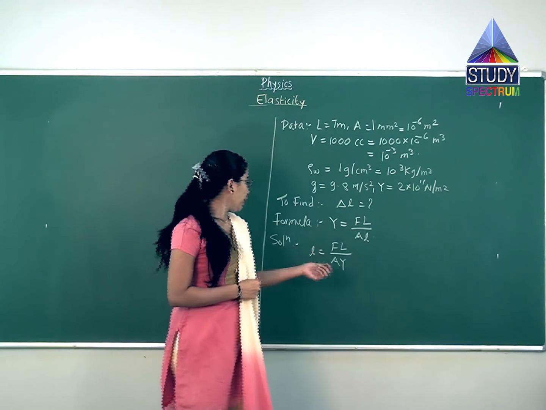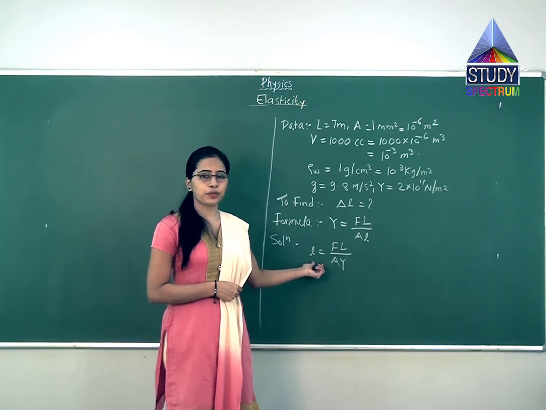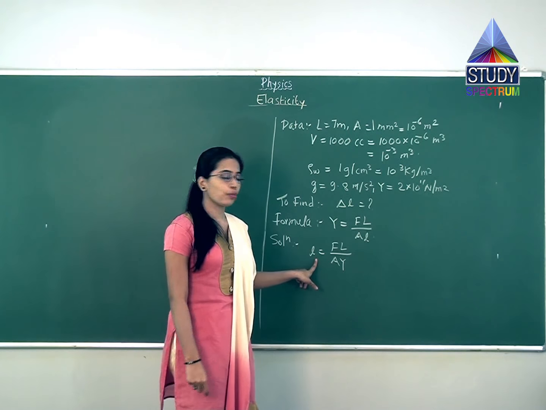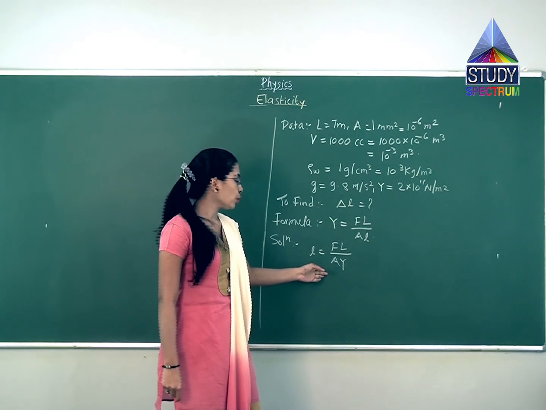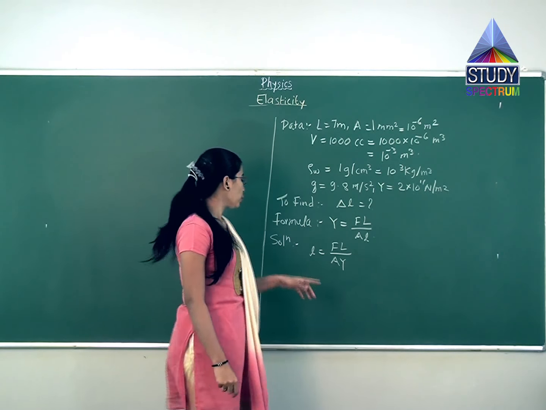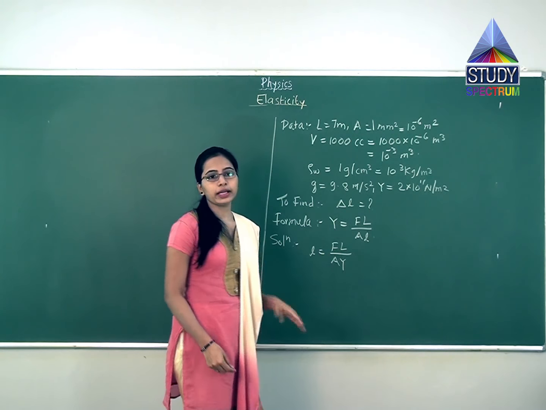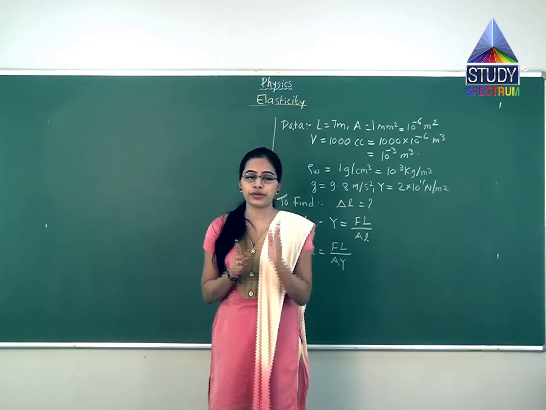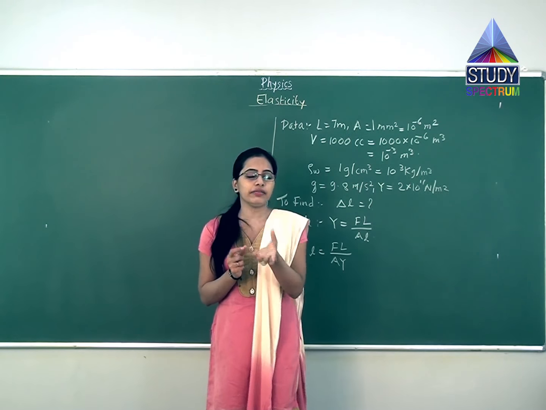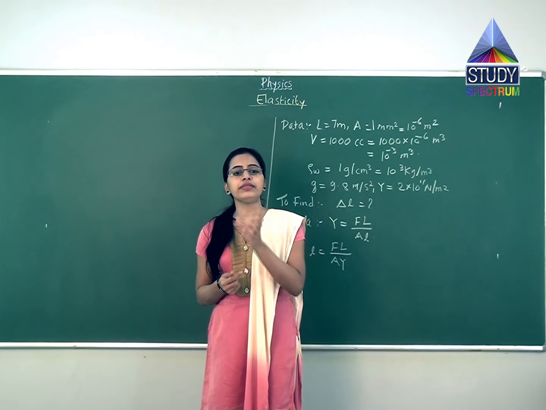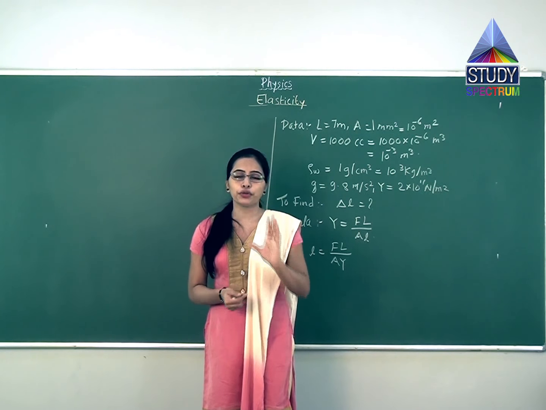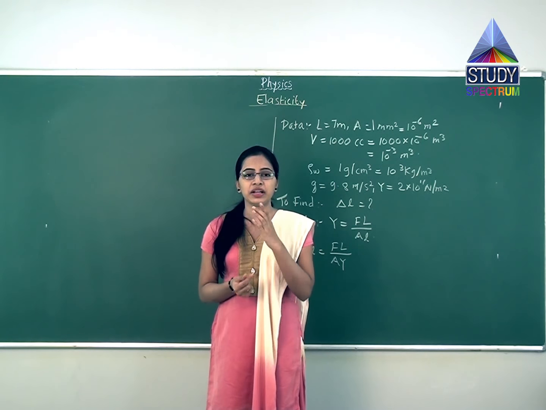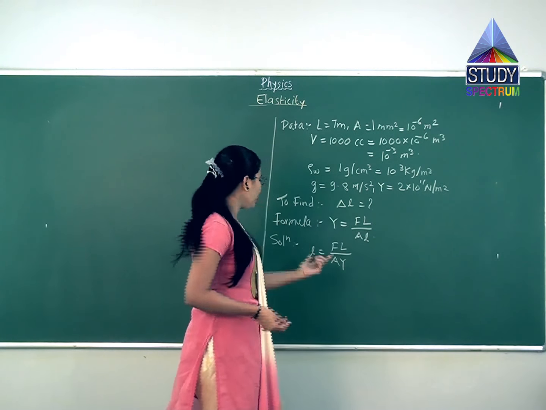So now we can rewrite this expression for length, that is small l, from Young's formula. So this is FL upon AY. Now here we have two conditions. Firstly, the steel weight is in air, and secondly the steel weight is immersed in water. So for two particular cases we will have the formula in two ways.